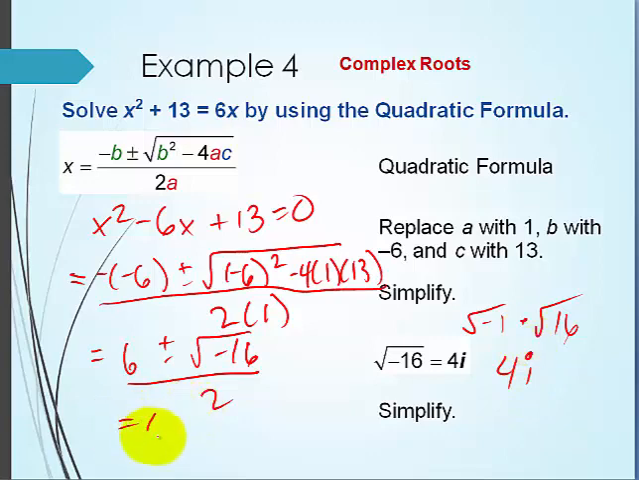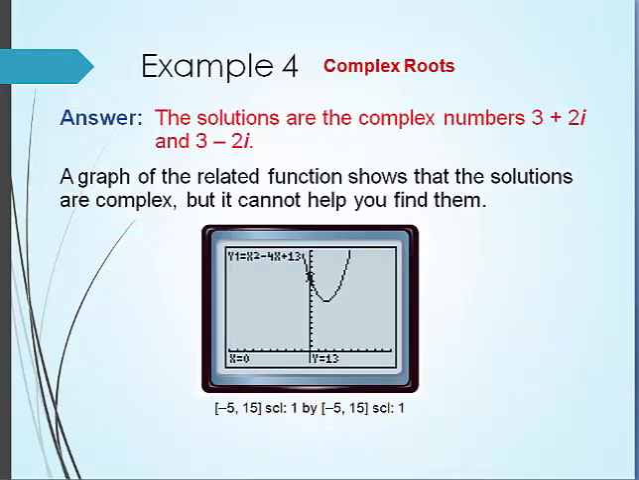I can simplify that to be 6 plus or minus 4i over 2, which is 3 plus or minus 2i. So what that means is that we have these complex numbers, and it just shows that we actually don't have specific x-intercepts.